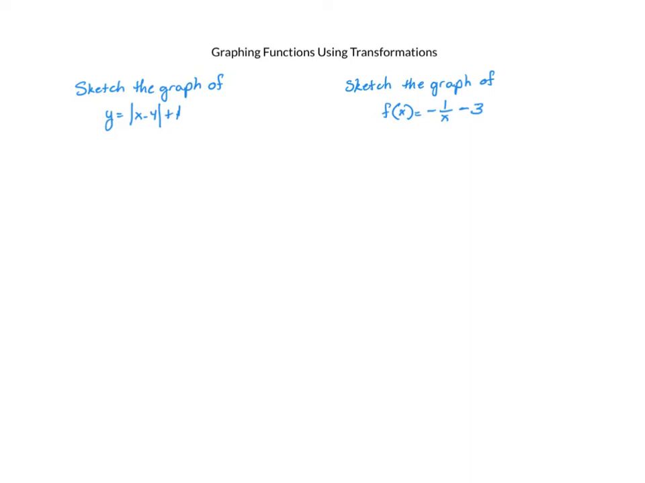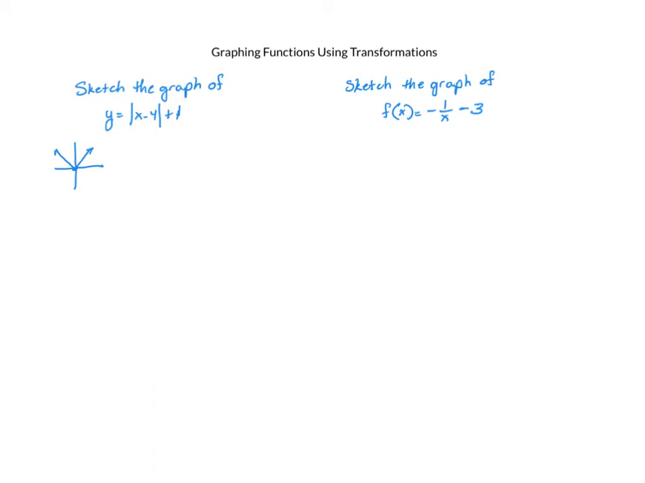For my first example, I'd like us to sketch the graph of y equals the absolute value of x minus 4, plus 1. So let's look at our base graph, or our parent graph, first. We know that the absolute value graph would look like this, right? Looks like a V with slopes 1 and -1.